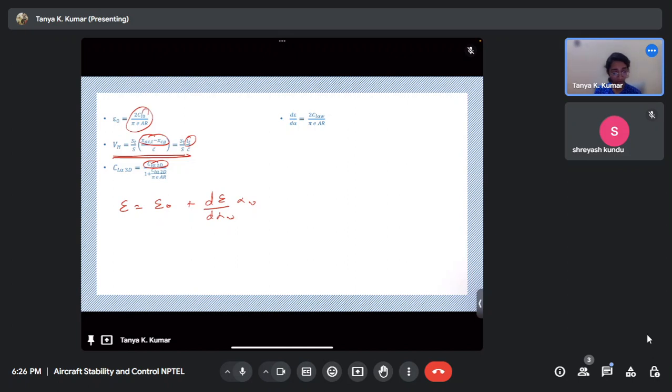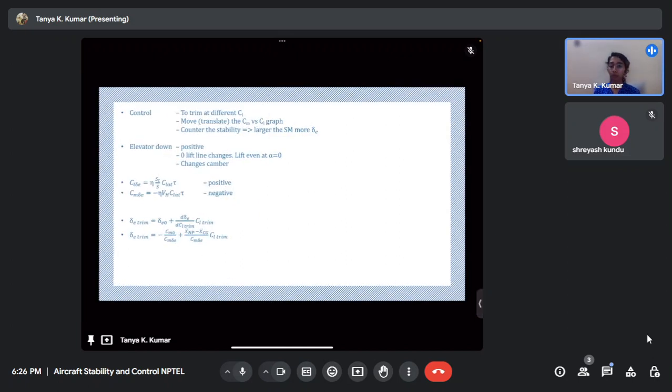Alright. Then we moved into control. This is in the longitudinal sense, okay? So what does control do? Control enables us to trim the aircraft at different CL values. It does not change the stability, okay? This question, I think, is asked multiple times in your assignments. Changing or deflecting any control surface does not affect the stability in any way, okay?